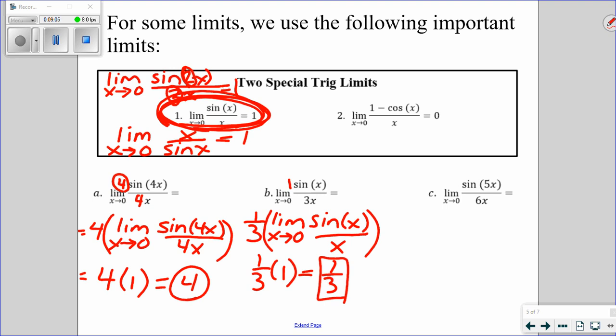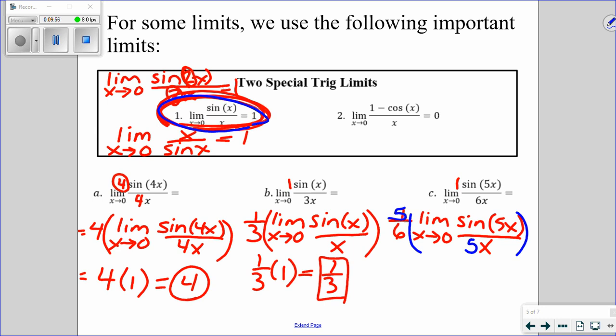Okay, now in example C, we're going to combine what we did in both A and B. We've got a constant multiple, so 1/6 we could move out in front using our limit laws. So now we have 1/6 times the limit as x approaches 0 of sine of 5x only over x. But again, in order to use the special limit, we would need a 5x in the denominator to match the 5x in the numerator. The idea is if I multiply the denominator by 5, I have to multiply the numerator by 5. But I can do that on the outside because it's a constant multiple. So now I have 5/6 times the limit as x approaches 0 of sine of 5x over 5x, which I know is equal to 1 using our special limit. So this will become 5/6 times 1, or 5/6.